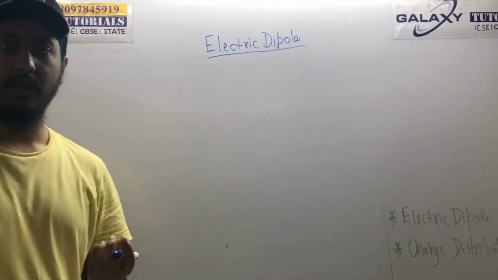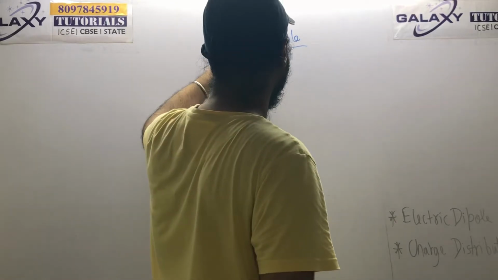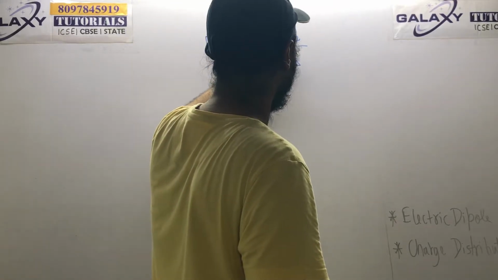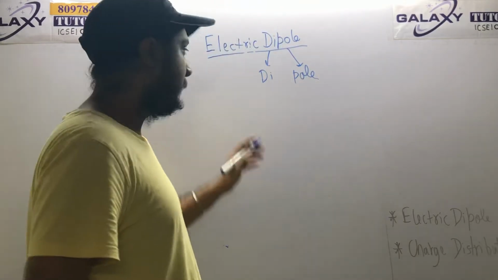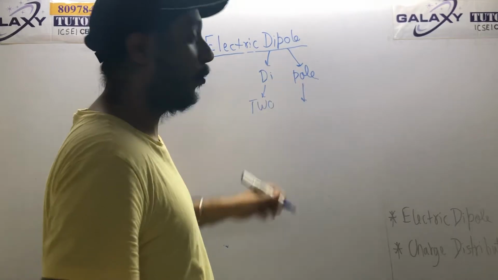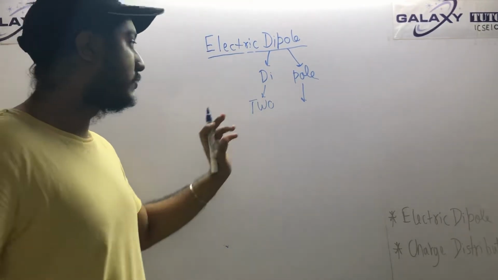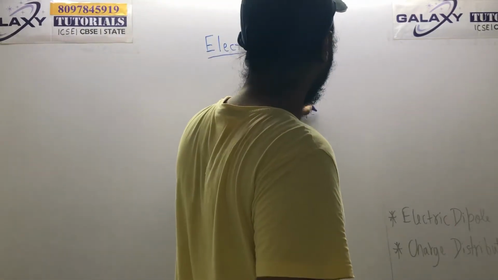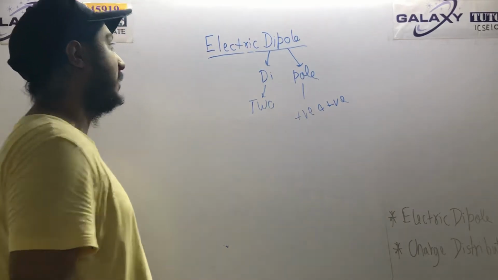What is a dipole? Dipole is made up of two words, di and pole. Di means two. Pole means pole. Like if you talk about a magnet, there are two poles, this plus and minus. So this means positive and negative. So as the name tells, electric dipole.